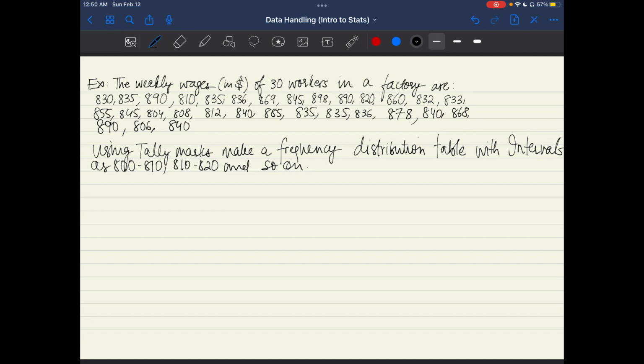The first question says, the weekly wages in dollars of 30 workers in a factory are as follows. Using tally marks, make a frequency distribution table with intervals as 800 to 810, 810 to 820, and so on. So what are we going to do in this situation? They're asking us to make a frequency distribution table. So let's solve this together.